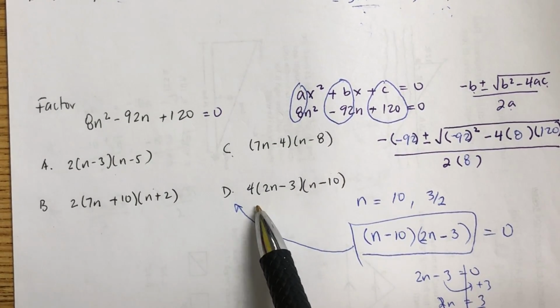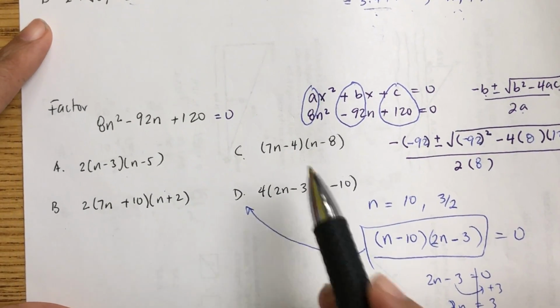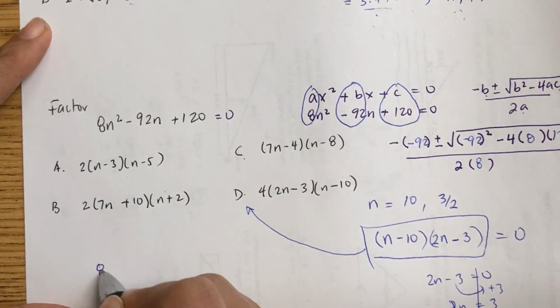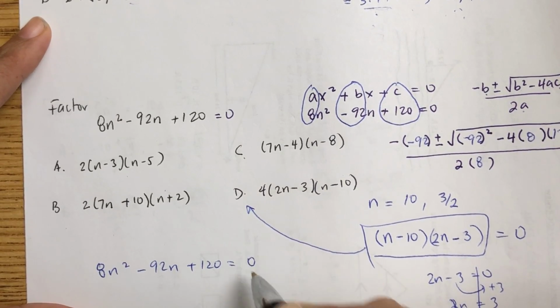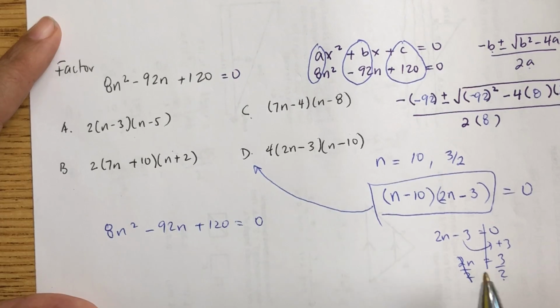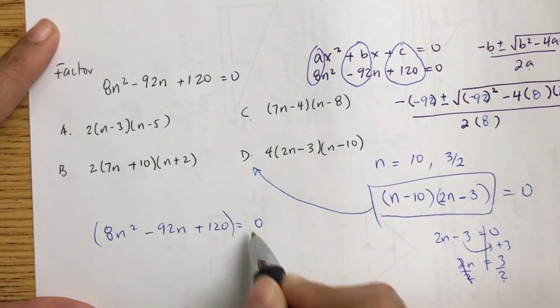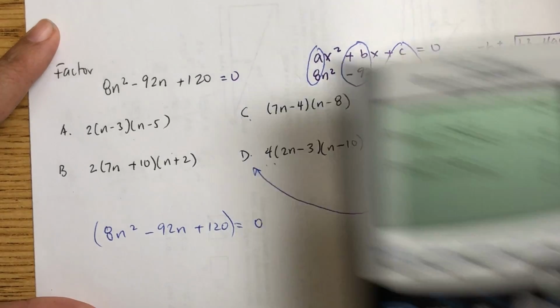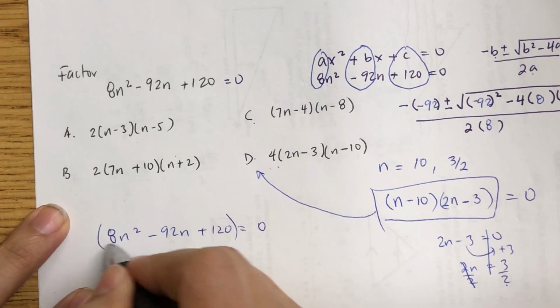Now the reason there's a 4 outside, I'm just going to quickly talk about that. The reason that there's a 4 outside is this. You have 8n squared minus 92n plus 120. When you're factoring, remember when you're taking the greatest common factor, what number can I take out of all of this that's divisible? It must be I can take 4 out. Or let me break it down, right? So that's what we usually do.